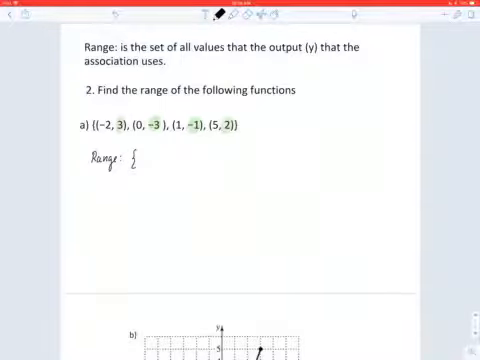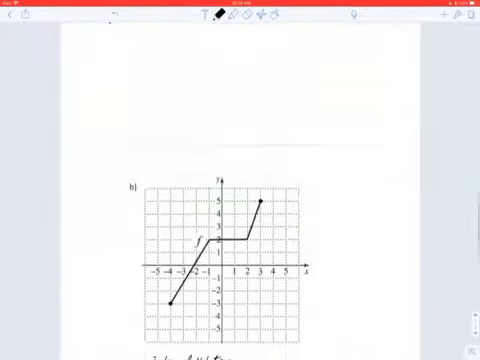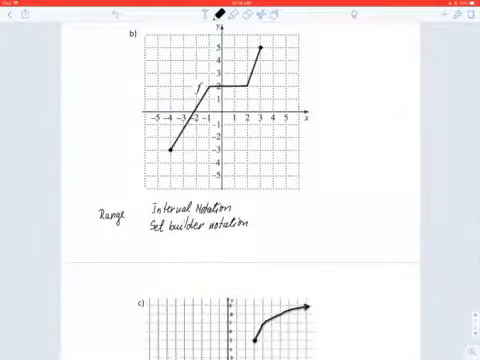So we use this type of bracket when we list the points, and we'll start by writing them in increasing order. We usually like to put them in increasing order here. So -3, -1, then it's 2 and 3. This is the range.